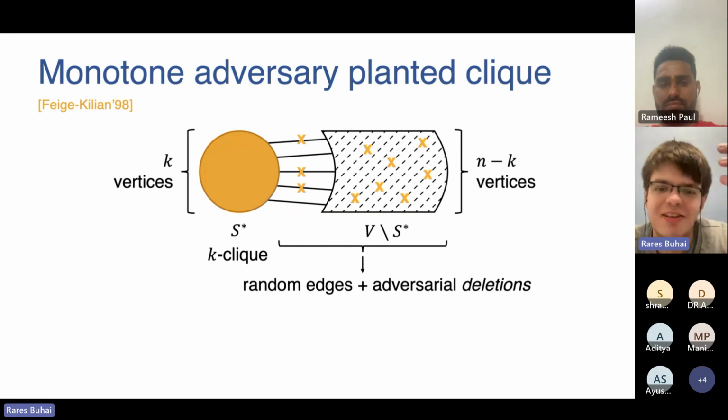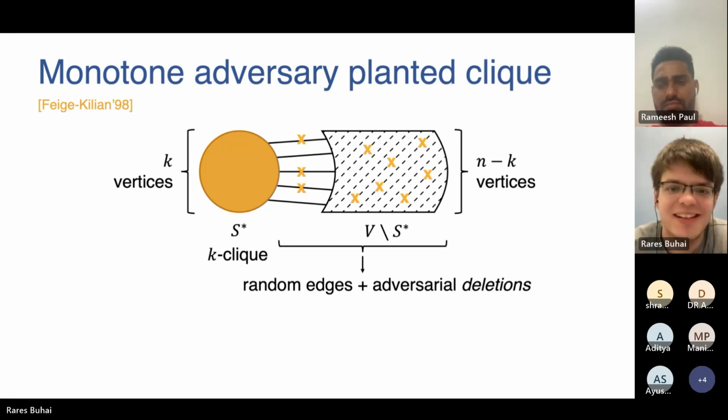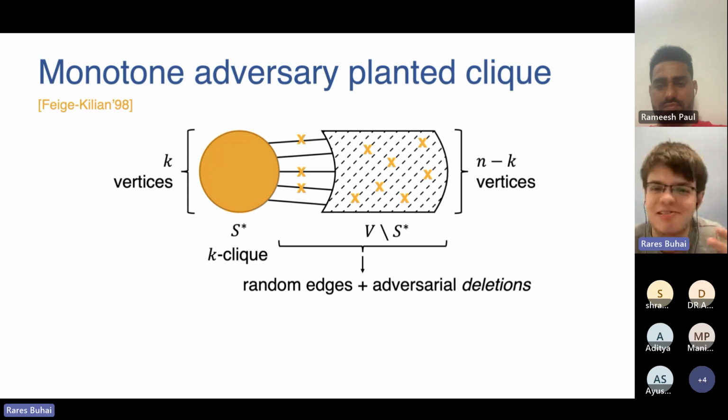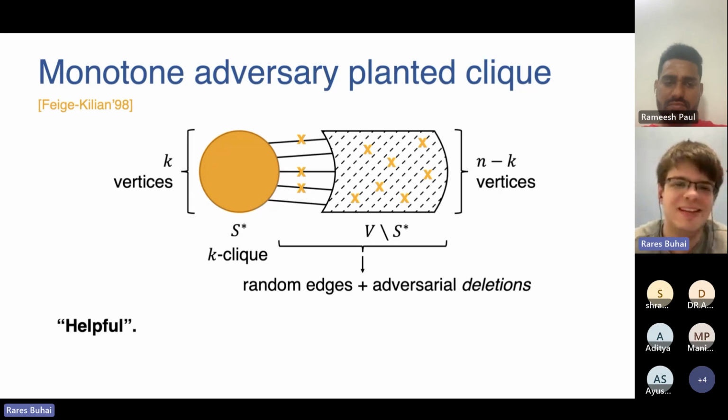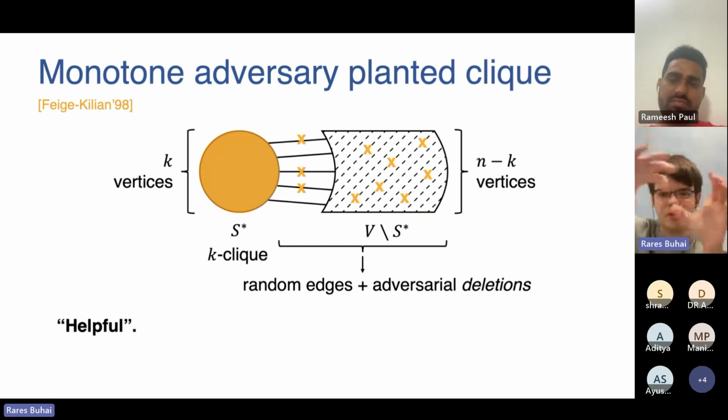So this is harder than the standard planted clique in the sense that the adversary could still choose to do nothing. It's at least as hard. But intuitively, deleting edges should just be a helpful adversary. It seems that deleting edges should make the problem easier, because the planted clique S star becomes even more visible if you remove more edges that are irrelevant.